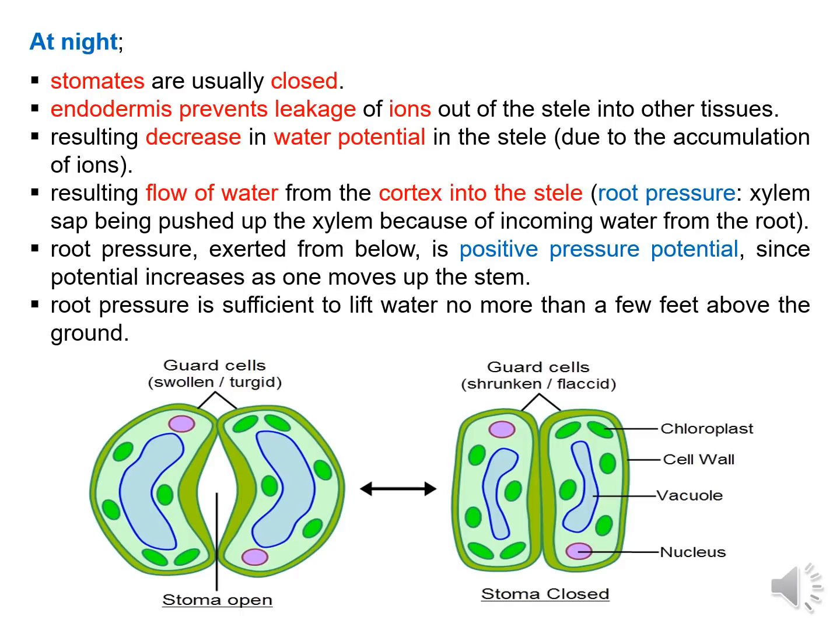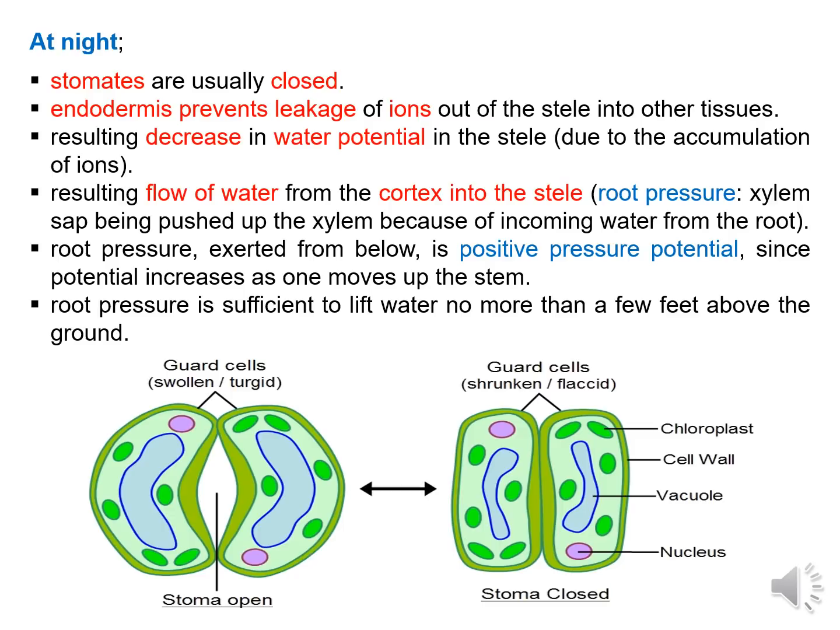At night, the stomata are usually closed. This is to prevent leakage of ions out of the stele into the other tissues indirectly. Actually, the stomata closing is to prevent the loss of water through transpiration. And the endoderm as well prevents leakage of ions out of the stele into other tissue. We know that the stele is composed of all the vascular system. Meanwhile, the other tissues we are referring to are the pericycle as well as the endoderm.